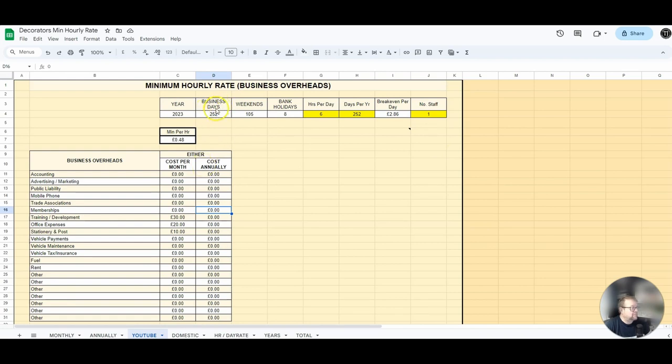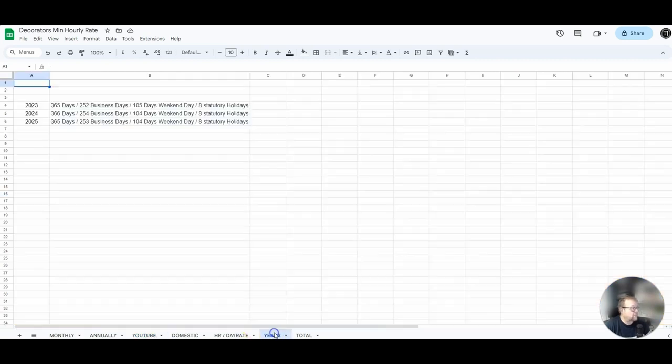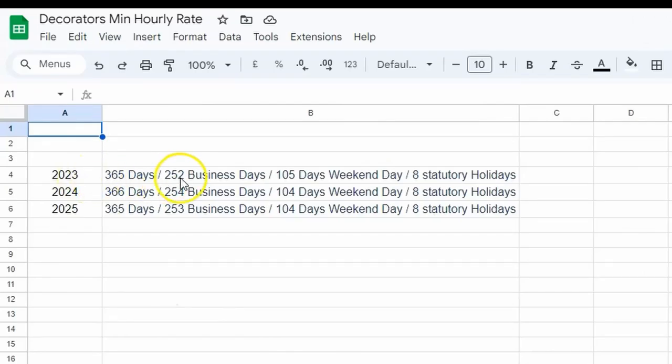I've worked out the business days that you can work, how many weekends there are, and how many bank holidays, and you can find it quite easily by googling it. 2023, you've got 252 business days, 105 weekends, 8 bank holidays, and then next year 254, 104, and 8. So it doesn't vary very much year by year, but if you want to go into it in proper detail, then you can. The information is easy enough to find.